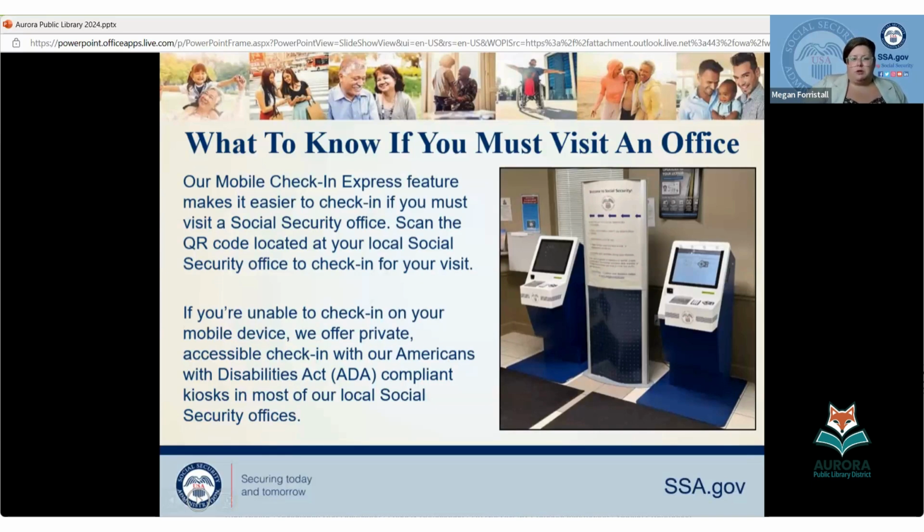We have mobile check-in express, which makes it easier. You don't have to stand at the kiosk and put everything in. You can scan the QR code located at the office and just check yourself in for the visit. Otherwise, you can go and use one of these check-in kiosks. They're available at every office as well.